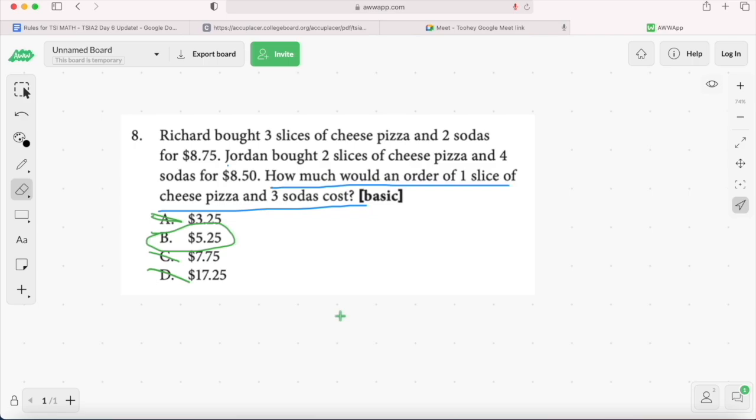You don't abandon your common sense in this test. Use it. Tap into it. That's exactly how I solved it here, and it gives you the right answer.